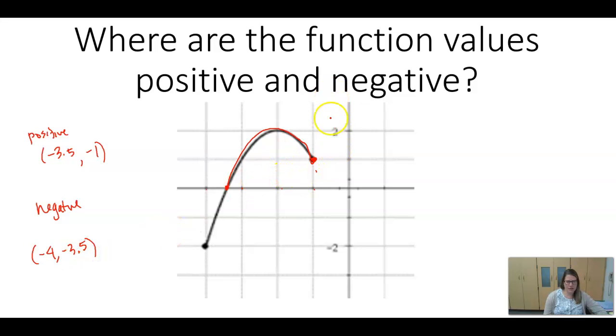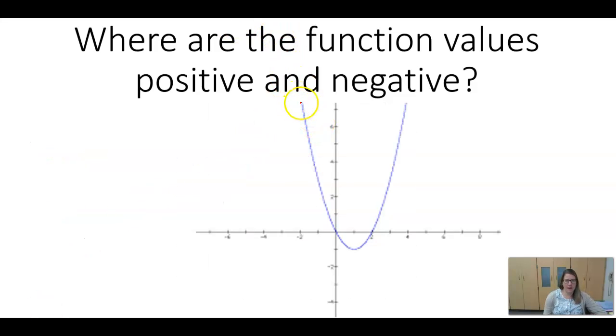And it has no y-intercept because it doesn't touch or cross the y-axis. It just has one x-intercept right here. And the x-intercept is located at -3.5, 0. Okay, so that's pretty much all we're learning today. So let's just do another example.